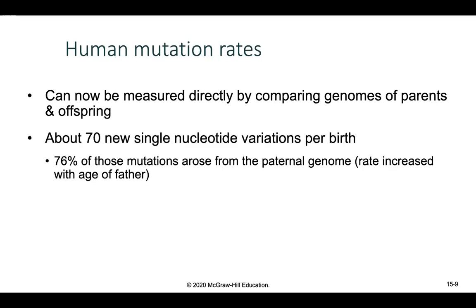So older fathers, if they're having children at an older age, will be more likely to have children with even more mutations in their DNA. So yeah, we can directly measure how much our species is kind of mutating now, which is cool.